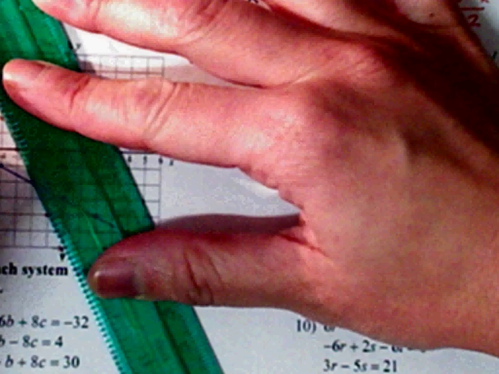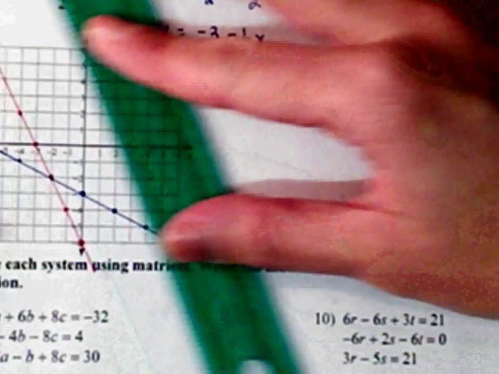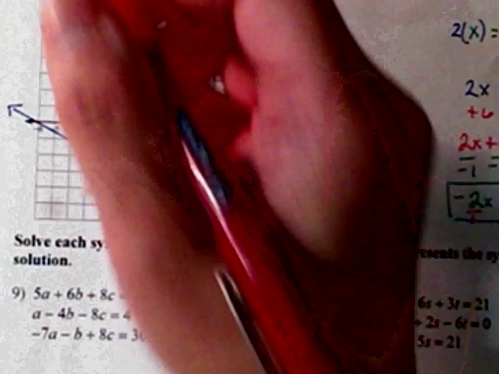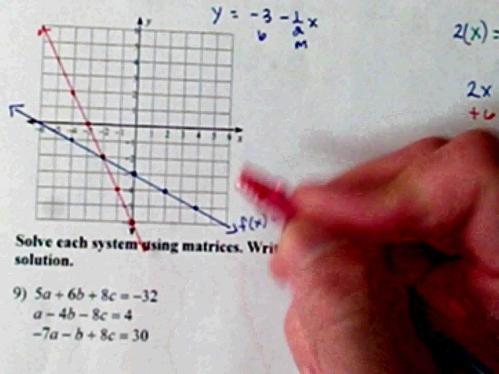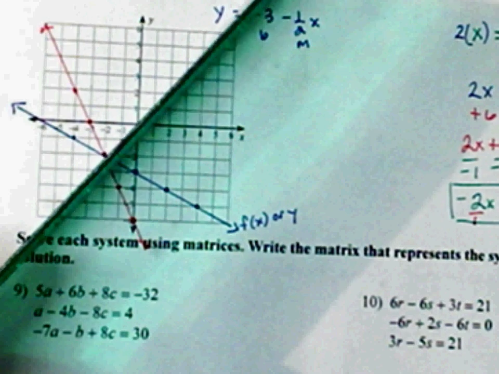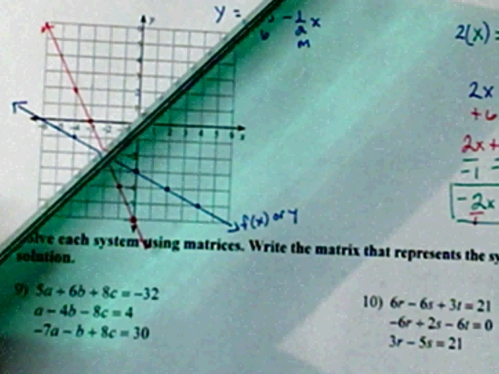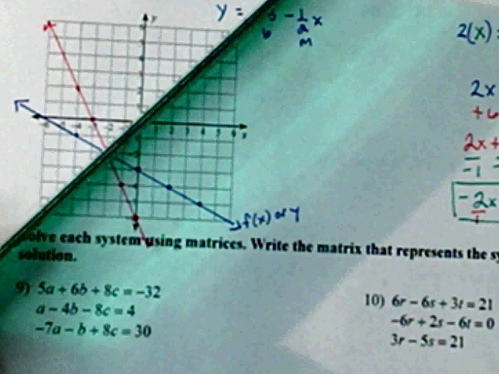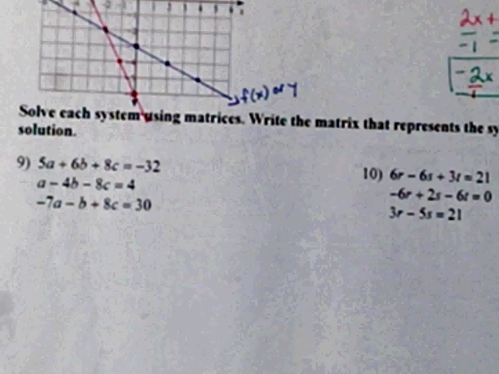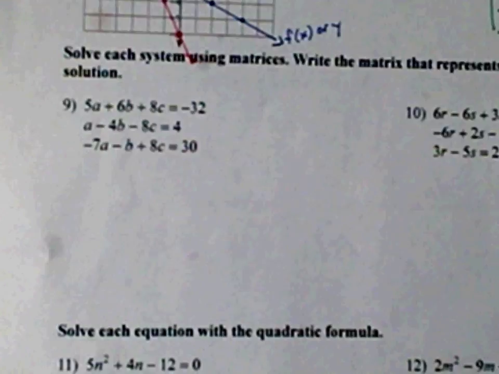Let me use the other side. And there's your line. Just remember, because you flipped your x and your y, it should be a mirror image along the y equals x line. Just like that. See how that's a mirror? Then that's correct. Number 9, you are going to write the matrix.